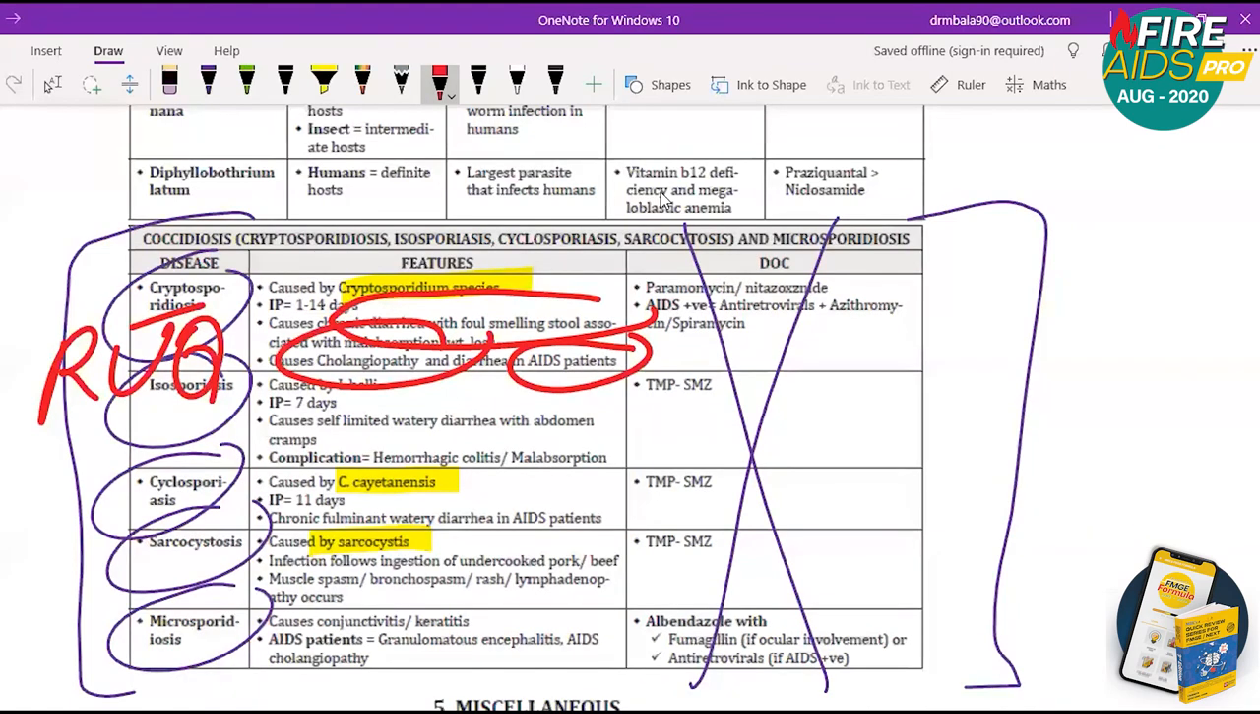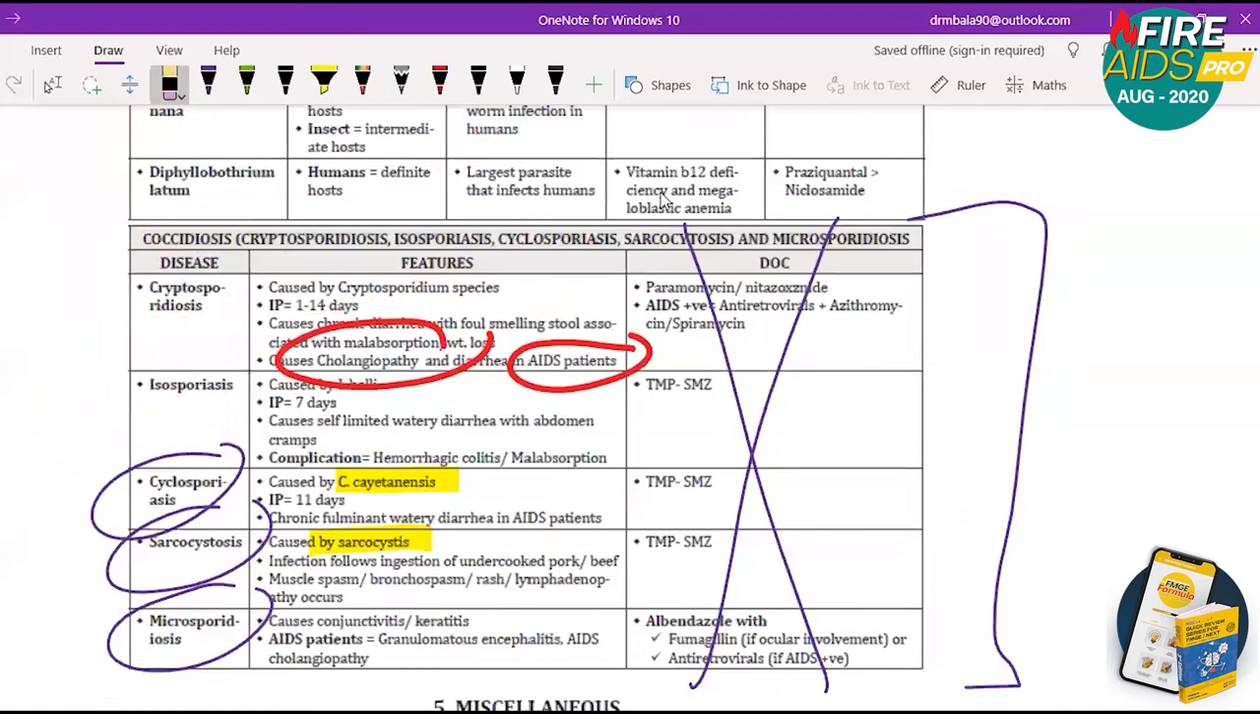So of this entire table, cryptosporidiosis is the most important one. If you want to focus on one point in this table, focus on this entire cryptosporidiosis point totally. It will really be worth it.